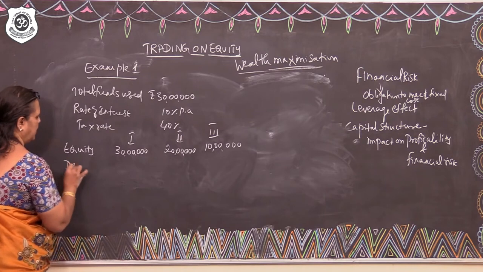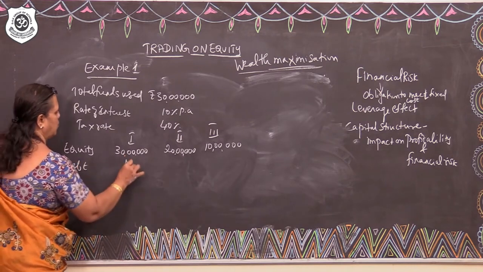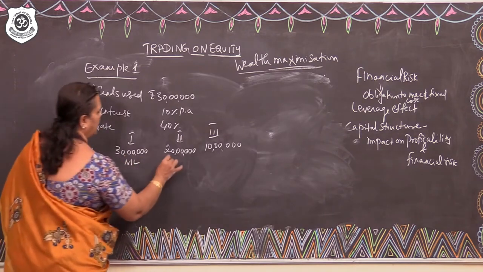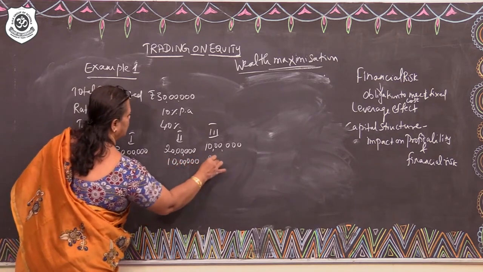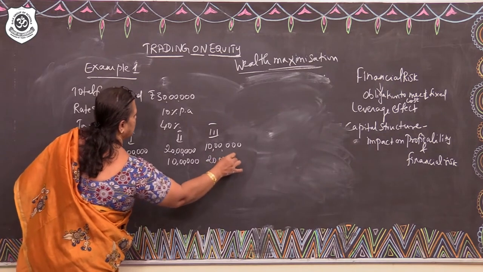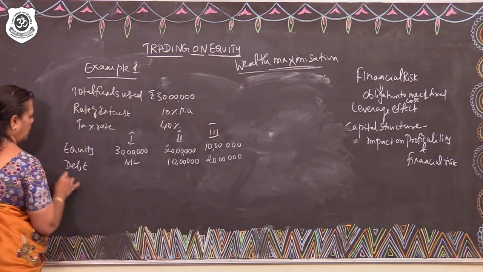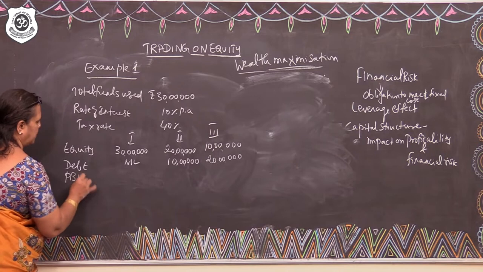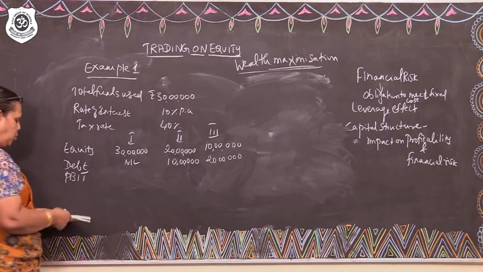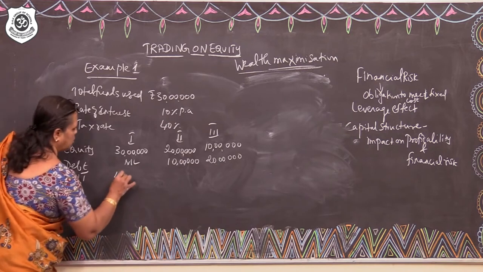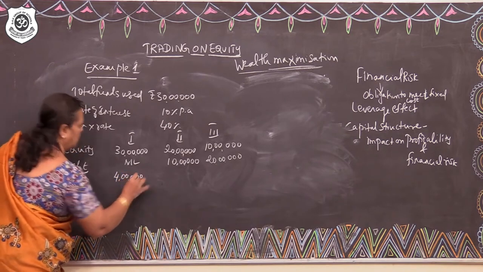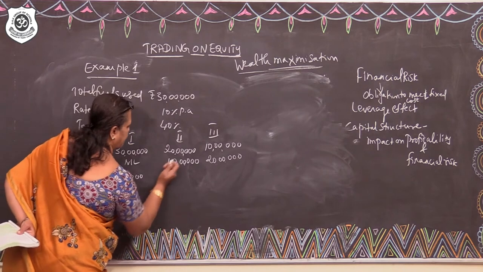Then debt in situation 1, nil. In situation 2, it is 10 lakhs. And situation 3, it is 20 lakhs. Fine. Profit before interest and tax is given to you as 4 lakhs. In all the situations, it is 4 lakhs.